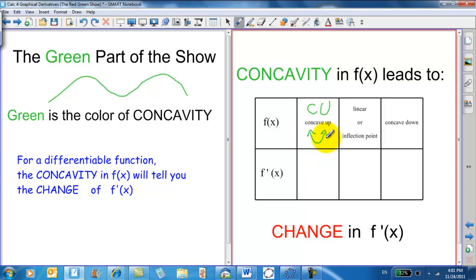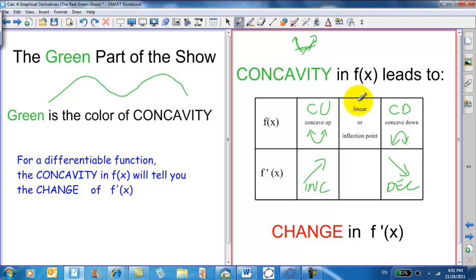If it's concave up, that means that if I look at tangent lines, the slopes will be changing. How are they changing? In an increasing direction. If the original function's concave up, the derivative will be increasing. If the function's concave down, sad like that, the derivative will be decreasing.